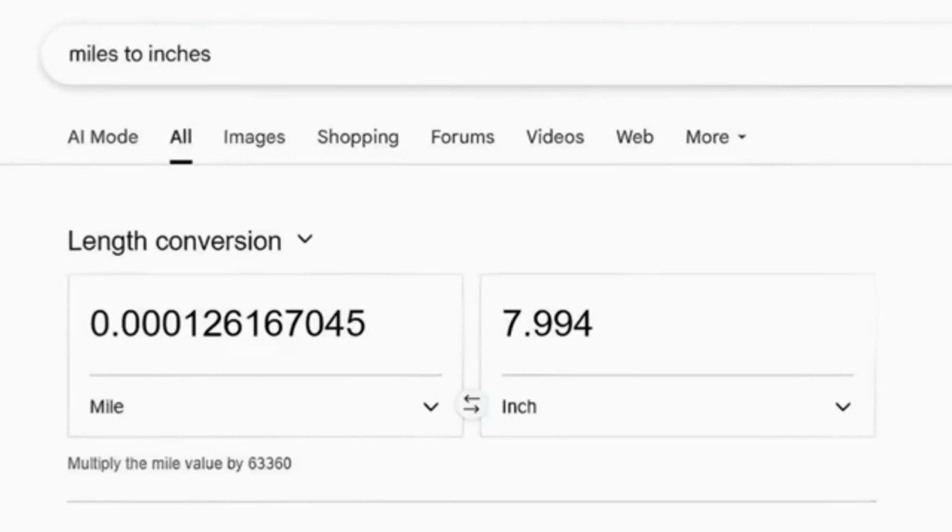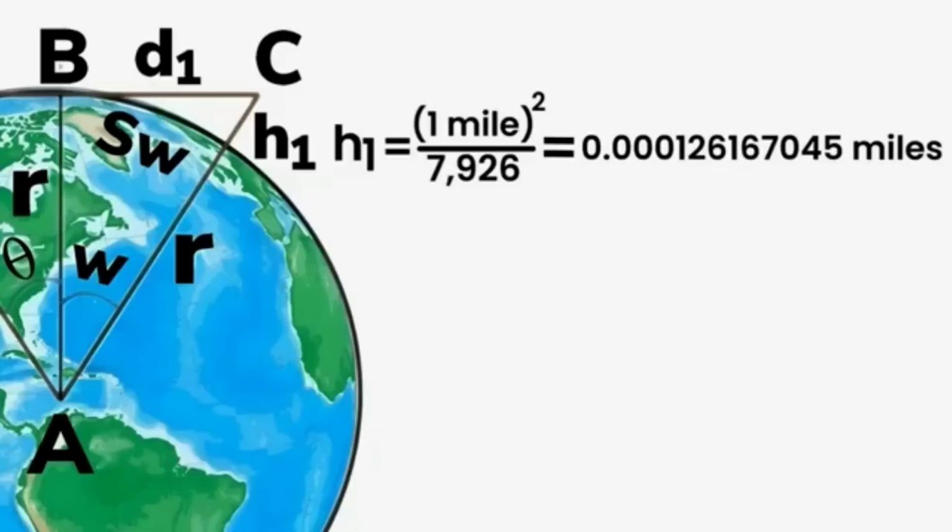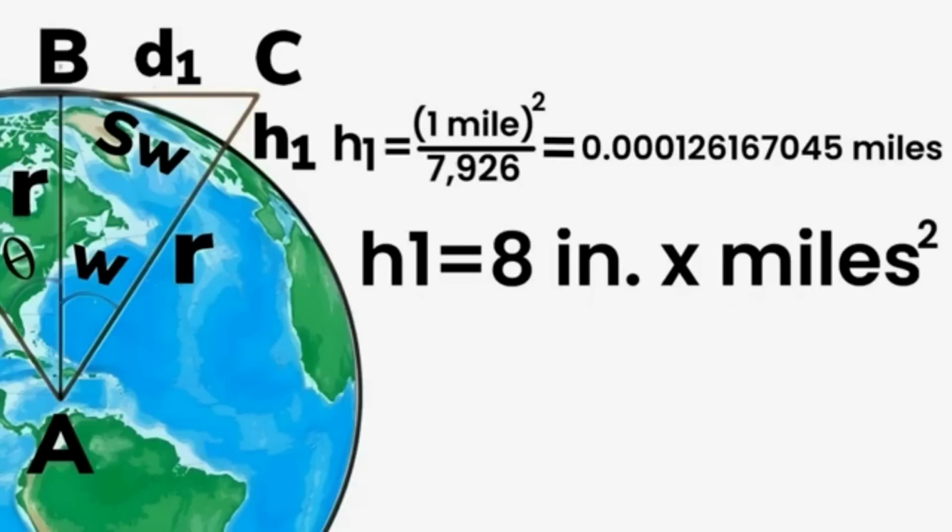For number's sake, we will round up to 8 inches. Now we know that h1 equals 1 mile divided by the diameter, which is 8 inches. We have h1 equals 8 inches times miles squared, which is more popularly known as 8 inches per mile squared.